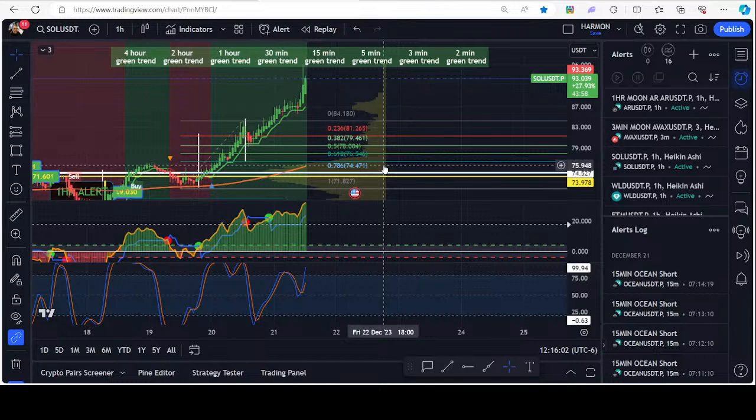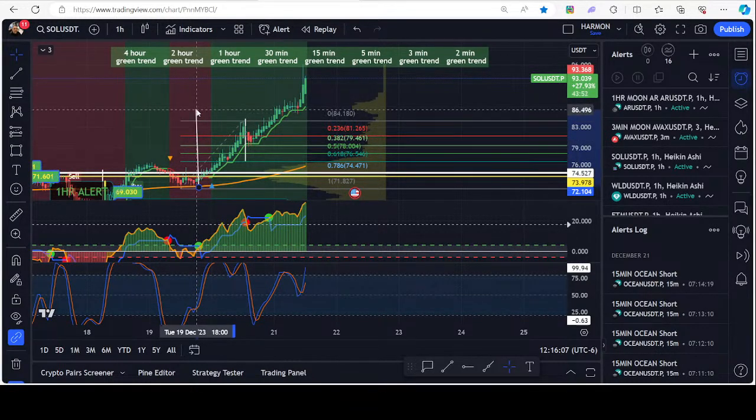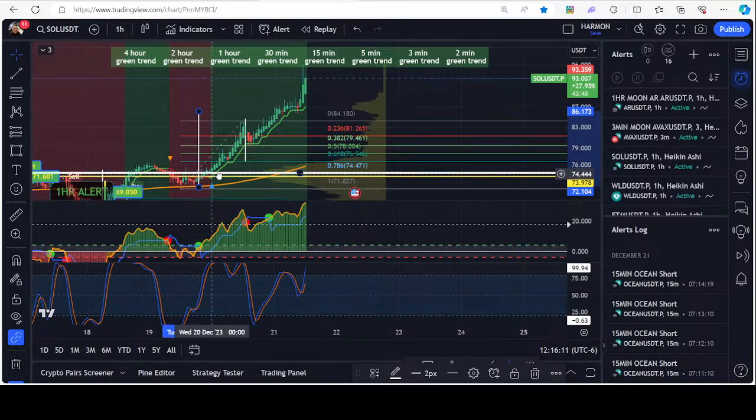All right, so 1 hour again. Here's our first 1 hour trend. So if you set your 1 hour trend in there, here's your moon, right? And then your trend hit. So obviously that's the trade that we're in right now. So right now, it's a solid trade until that 1 hour red comes in.